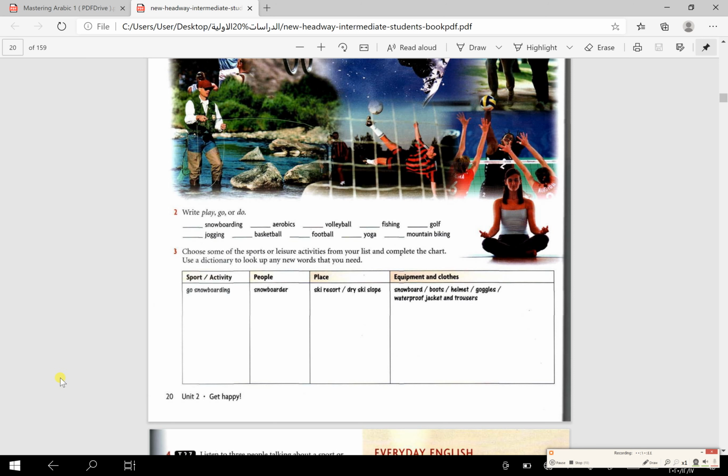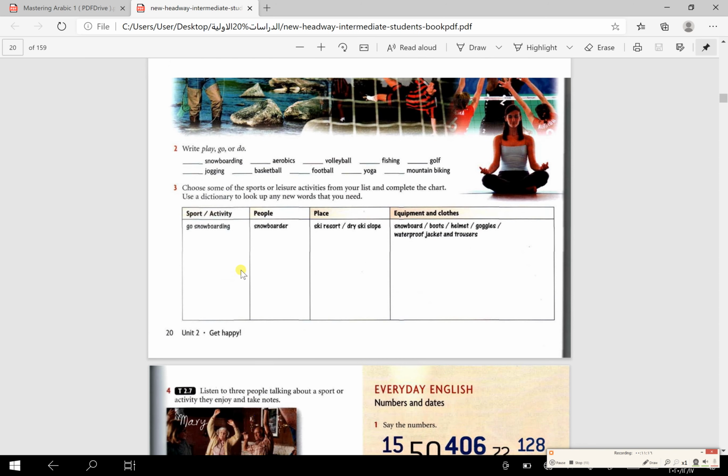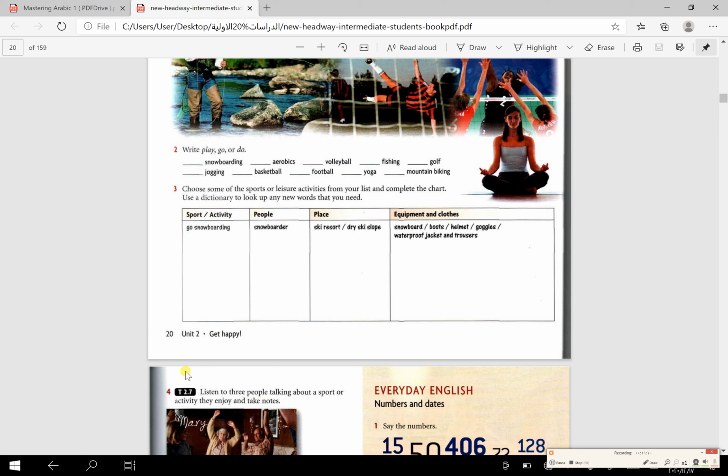For example, I go shopping with my friends every weekend. Okay, or for example, I go fishing with some friends. Or I go skiing, I go horse riding as well. Okay, I go camping. Okay, so these activities, whether it is a sport or not, are used with the verb go. So look at this page, page 20, and see how you put, for example, here, mountain biking. Okay, we use go because this is an activity. I'm not talking about the mountain itself, I'm talking about mountain biking.